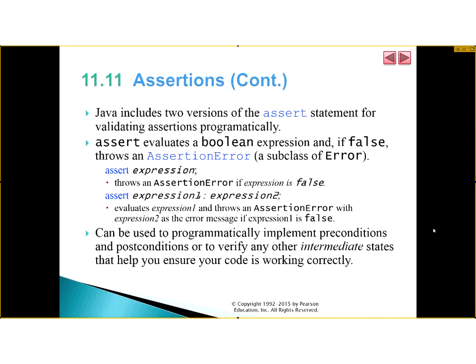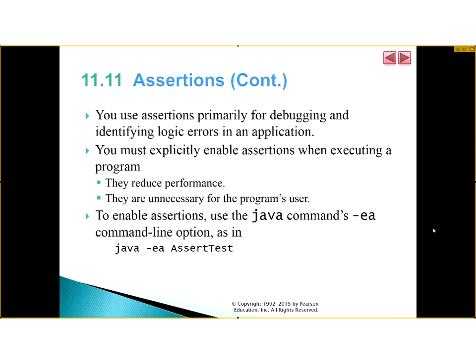The better way to use the assert statement is to use expression 1 colon expression 2. That evaluates expression 1, throws an assertion error, and it shows expression 2 as your error message. Now, you can use them programmatically to implement pre and post conditions or to verify other intermediate states to help you ensure your code is working correctly. But there's a cool little thing about assertions. Other languages had them. We didn't have them. They added them in a couple versions ago. And the trick is that you can turn them on and off.